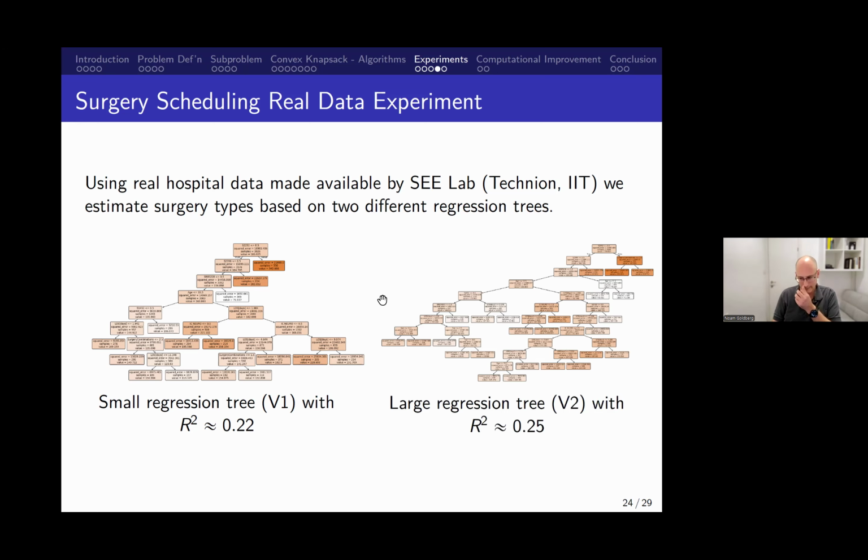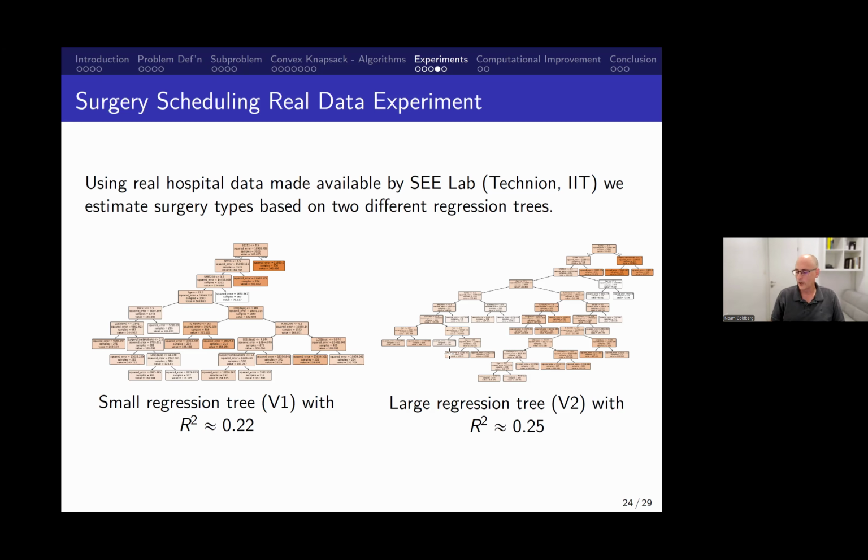So we consider 2 different regression trees as a way to estimate the nominal and deviation surgery durations. At each leaf, we basically have some expected surgery time, and we have, in fact, a whole distribution which we can use to estimate the deviation. So we have a small regression tree, and we have a quite larger regression tree that gives some more predictive accuracy, not much more, but in this area, that's probably as high as you can get. You can get a bit higher than this, but not so much more.